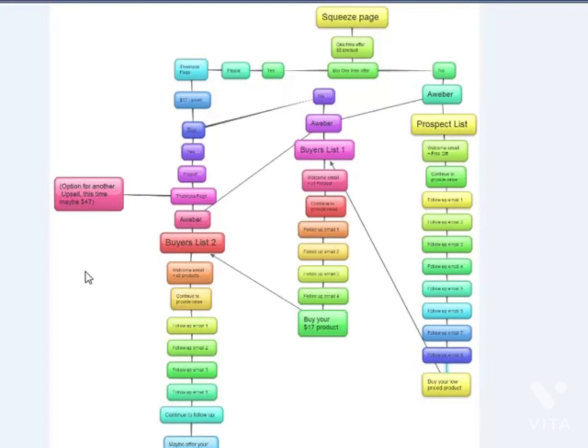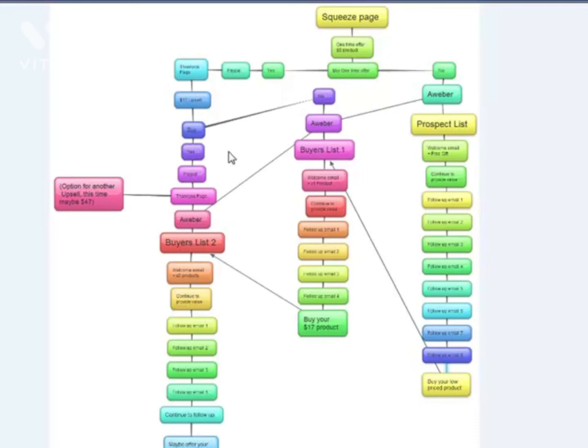It works really well, because remember what I said to you is your one-time offer page here is to get people to find out if they have the ability to pay, and not only that, is to recoup your investment. And once they get to the $17 offer page, if they buy that, you obviously know they're a very hot buyer, and they're going to be in your buyers list number 2.